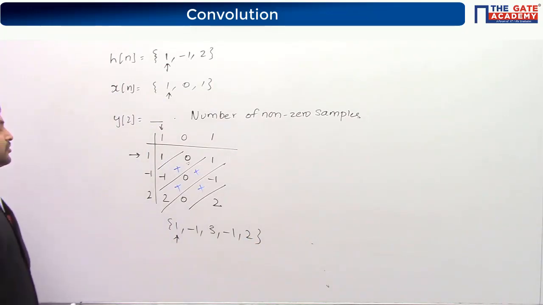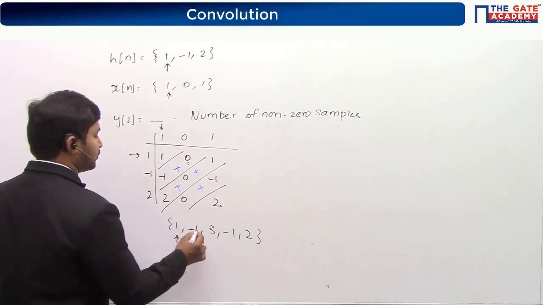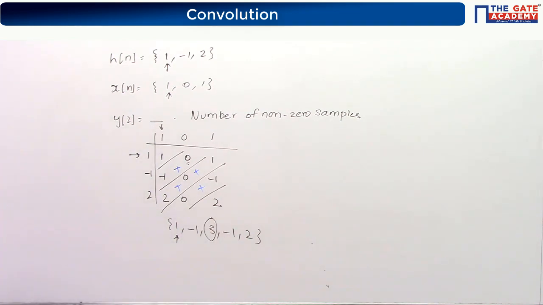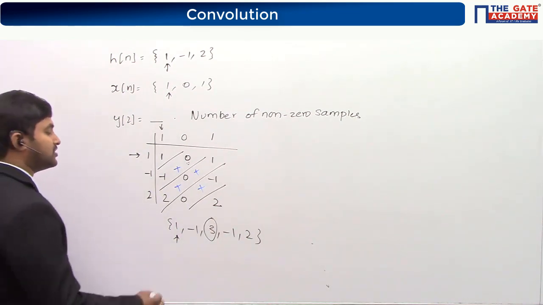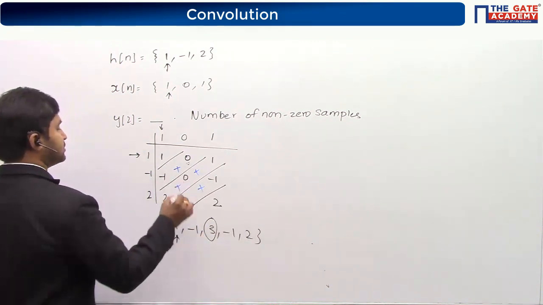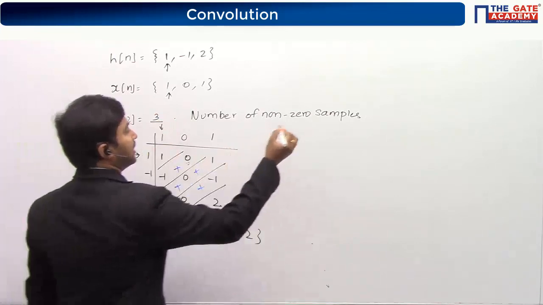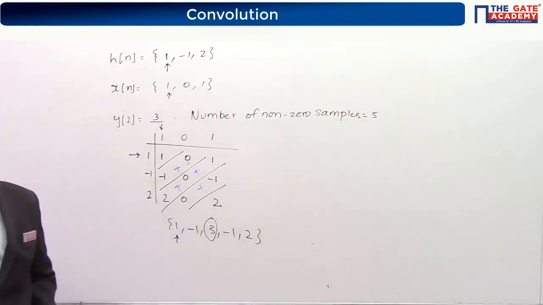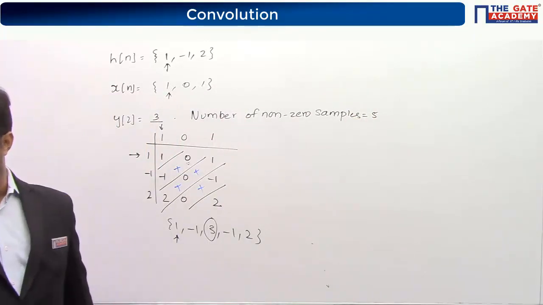Now you see, what is the value of y of 2? y of 0, y of 1, y of 2. And what is the number of non-zero values? 1, 2, 3, 4, 5. 5 non-zero samples. So here y of 2 is 3 and the number of non-zero samples is equal to 5. So the answer is 5, 3. Option D is the correct answer.